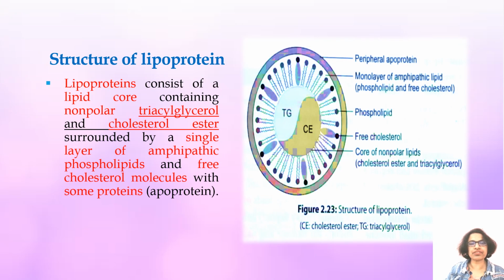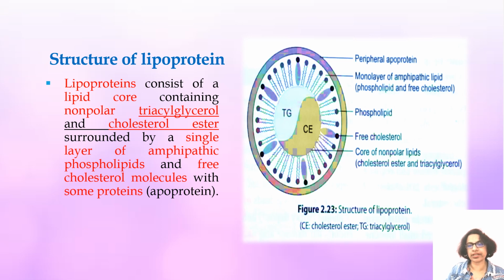So let us identify the structure of the lipoprotein. A lipoprotein consists of a lipid core containing non-polar triacylglycerol, which does not have any positive or negative charges, and cholesterol ester, surrounded by a single layer of amphipathic phospholipids and free cholesterol molecules, with some proteins.